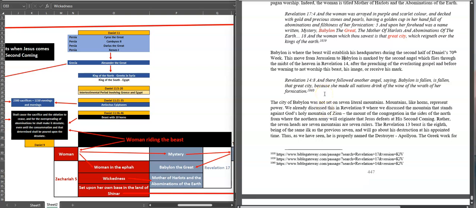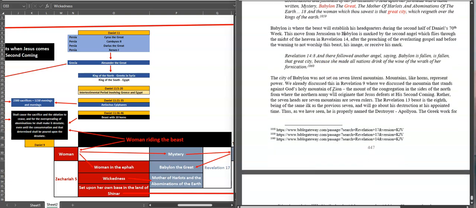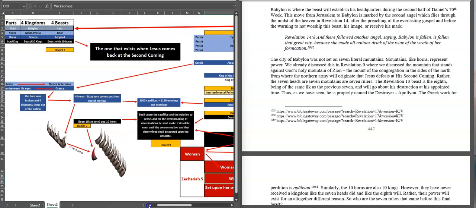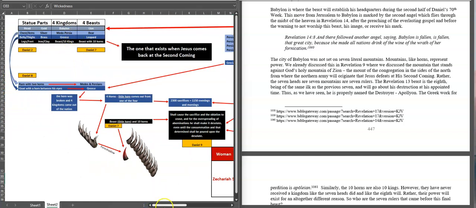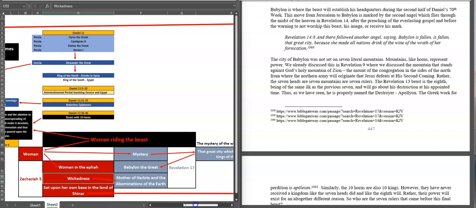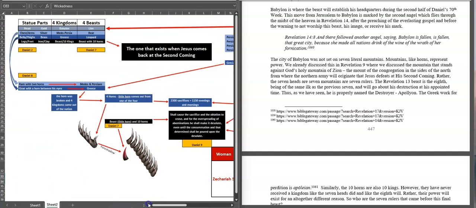Revelation 14:8. And there followed another angel saying, Babylon is fallen, that great city, because she made all nations drink of the wine of the wrath of her fornication. That is literal. Where it started with Nebuchadnezzar in Babylon, it will come full circle in the end times. And that is what Zechariah 5 tells us, that wickedness, the woman, will be set upon her own base in the land of Shinar. Shinar is in Daniel 1:1, where they were carted away captive amidst the Babylonian captivity.